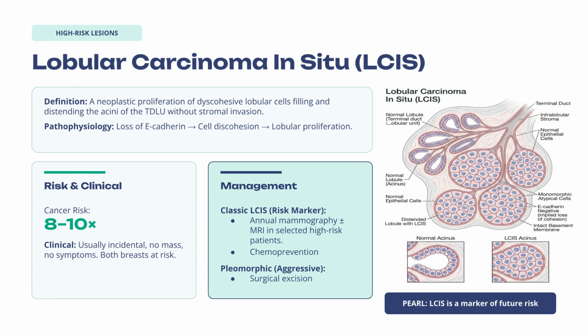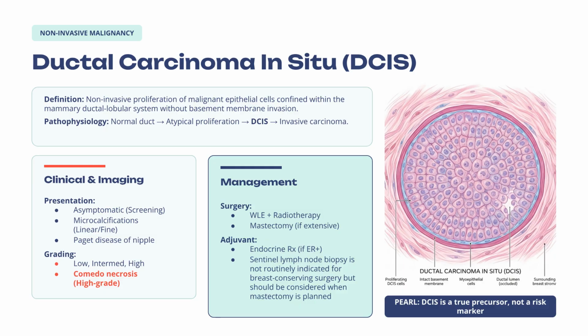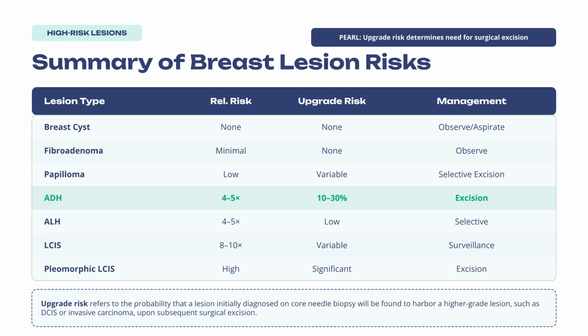For papillary neoplasms without atypia, close observation may be appropriate. If atypia is present, surgical excision is required to rule out an underlying malignancy within the ductal system. Atypical ductal hyperplasia, or ADH, is a high-risk lesion that resembles low-grade DCIS. Because it is a significant marker for future breast cancer and often coexists with occult malignancy, surgical excision is the standard management. Atypical lobular hyperplasia, or ALH, involves atypical cells within the terminal duct lobular unit.